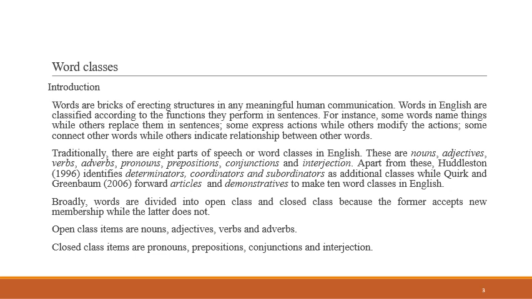Apart from this, many scholars like Huddleston in 1996 identified determiners, coordinators, and subordinators as additional word classes. This is also in line with what Quirk and Greenbaum put forward as articles and demonstratives to form other word classes. So traditionally we have eight, but taking into consideration Huddleston in 1996 and Quirk and Greenbaum in 2006, they are said to be above 10. Broadly, words in English are divided into two: open word classes and closed word classes.